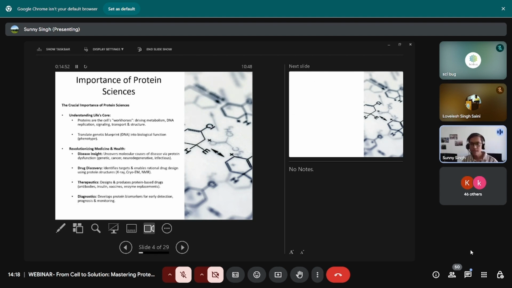Now, revolutionizing medicine and health. So many diseases happen because of malfunctioning or misfolding of the proteins that are supposed to carry out their original function. They somehow do not perform well enough, or they don't perform at all, or they are just not present. They somehow get deleted. So there is an absence of these proteins, and that's when diseases happen.